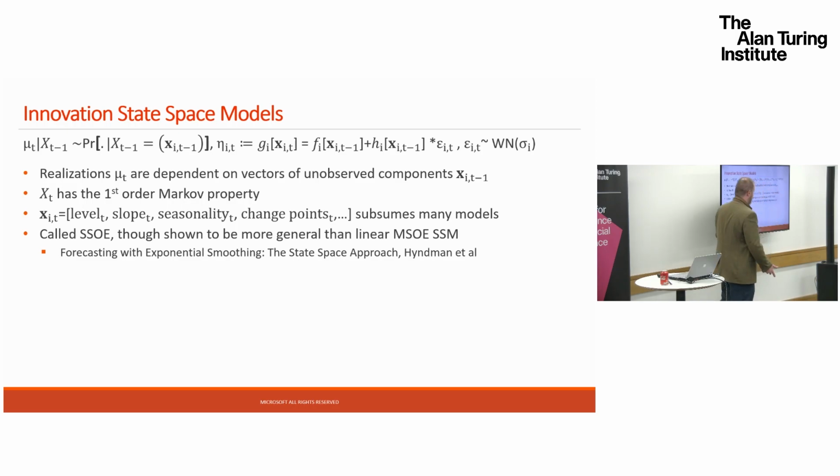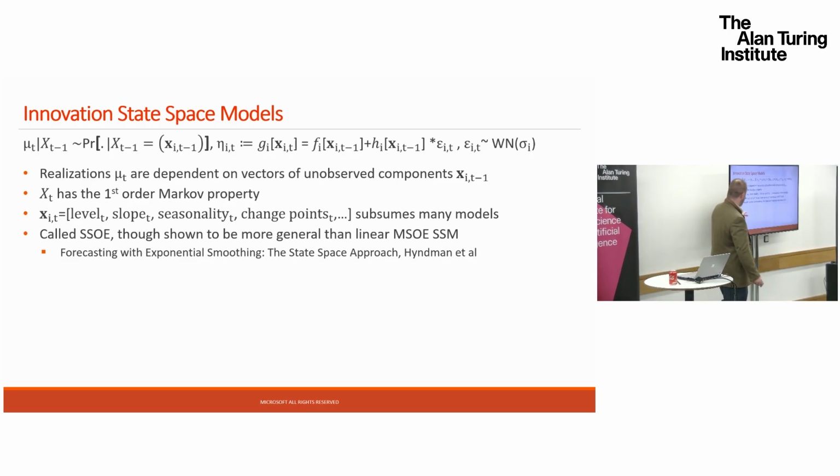It doesn't have to be the identity function or anything. But that's an innovation state space model. And I gave a reference here for those who haven't seen this book, Forecasting with Exponential Smoothing: The State Space Approach, by Rob Hyndman and a few others. Good book, good practical book with some good theoretical results.